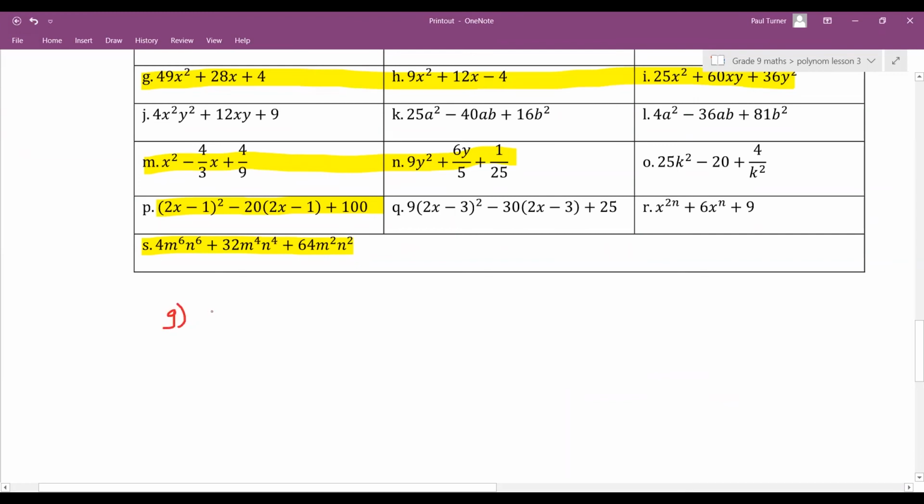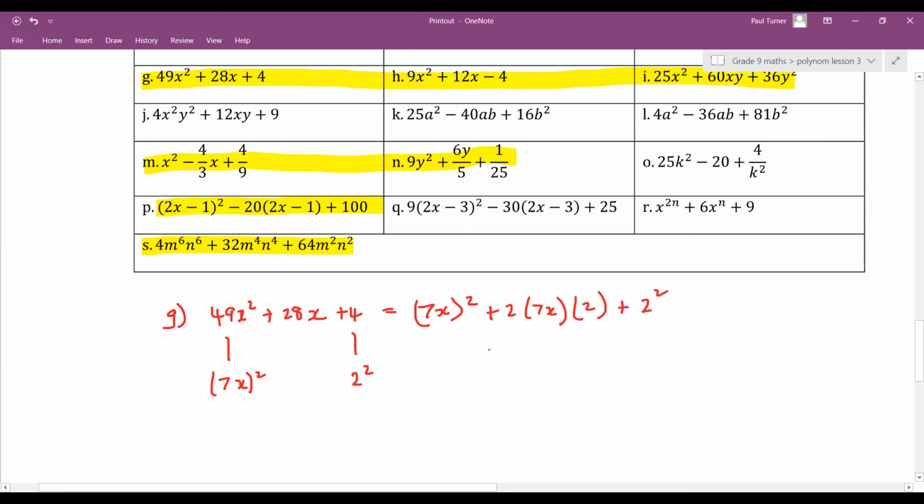So for G, 49x squared plus 28x plus 4. So just look at the first and last term. We make them perfect squares. So 7x all squared, and that would be 2 squared. And they're the numbers that go into here. So 7x all squared plus 2 times 7x times the last number, which was 2. Plus the last number squared. And check you got it all in. x, 7x, 7x, 2, 2. So they're all there. So 2 times 7 is 14. 14 times 2 is 28. Good. So you got the middle number.